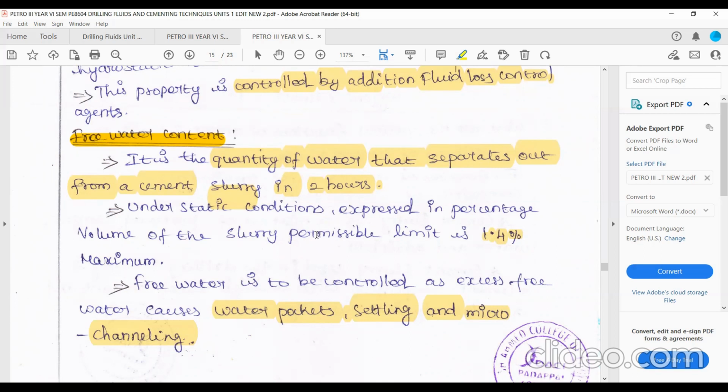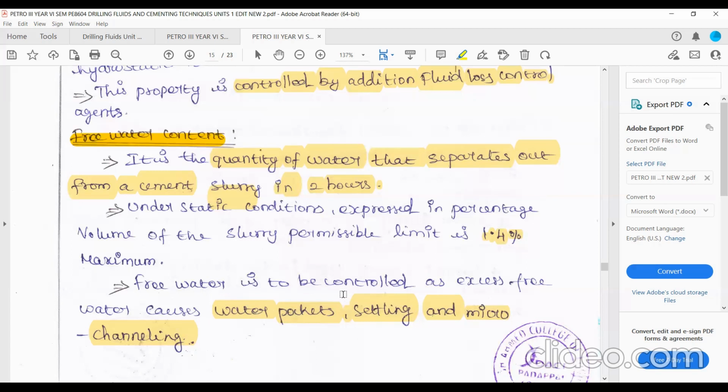In the static conditions, the volume of free water permissible is 1.5 percent maximum, because excess free water can create water pockets. Water pockets in the cement are separate water zones from the slurry. That's not a healthy phenomenon, and it causes settling and micro channeling. If water pockets are there, then the solid particles will settle in one zone and water will be present in the form of pockets in another zone. We want a slurry. We don't want these two to separate out in the cement slurry. It's not a healthy phenomenon for us.